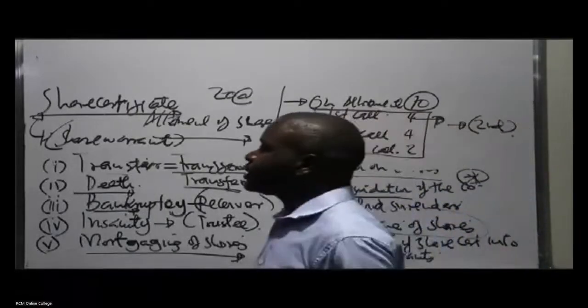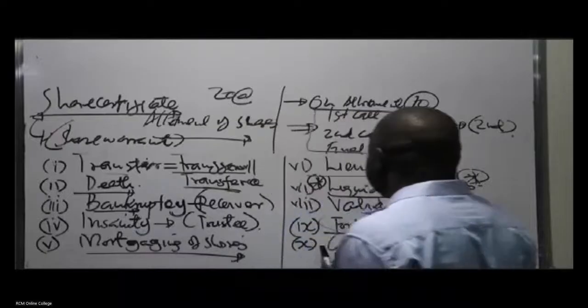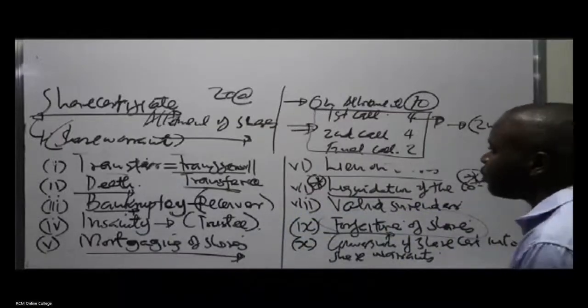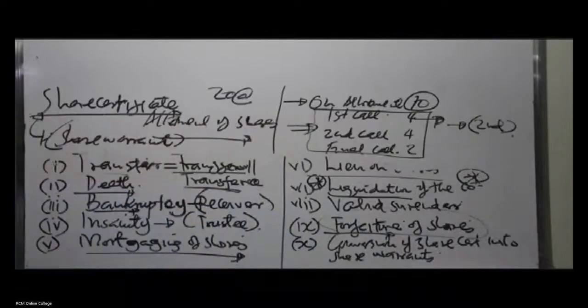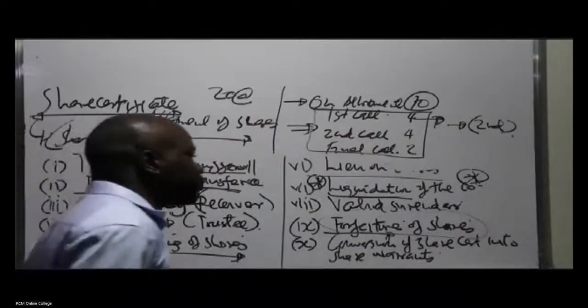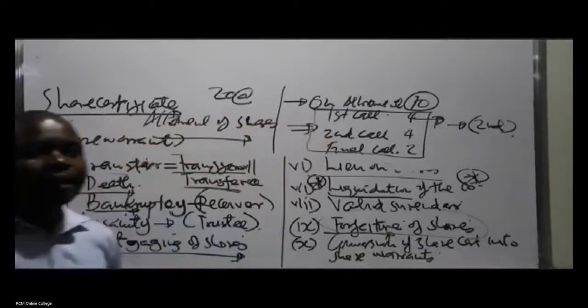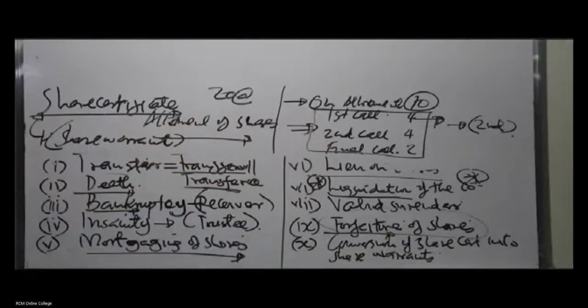So when you convert your share certificate to a share warrant, you are on the route of losing your membership. Because eventually once it is effected, you lose your shares and you lose membership of the company. Those happen to be part of the ways as to how one can eventually lose membership of the company.